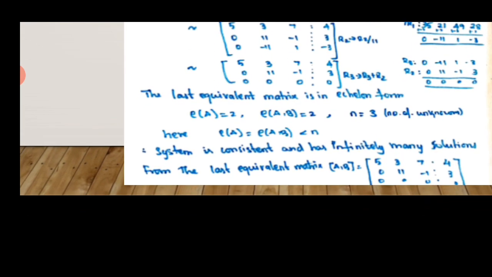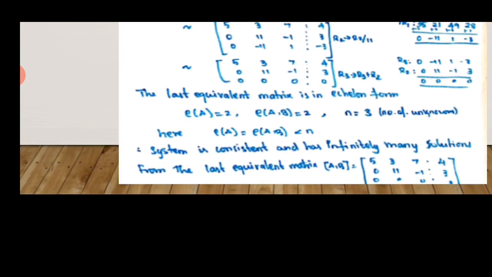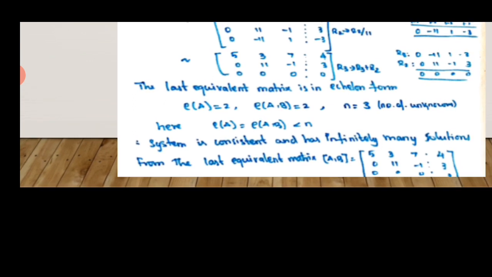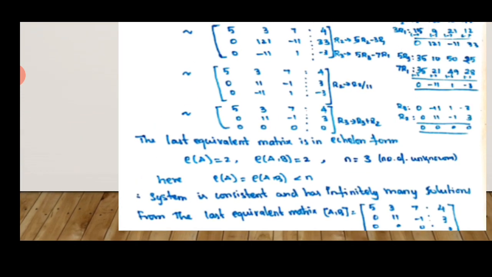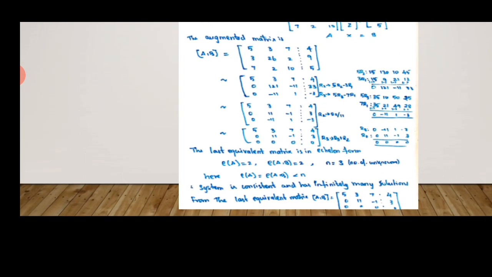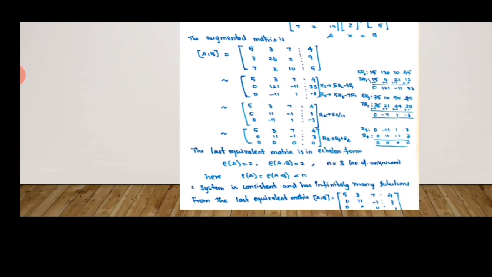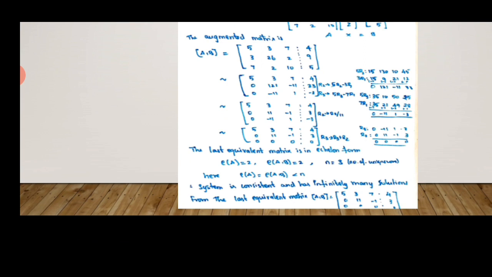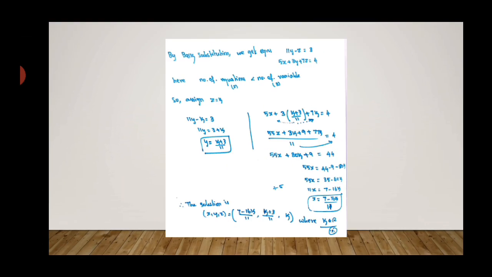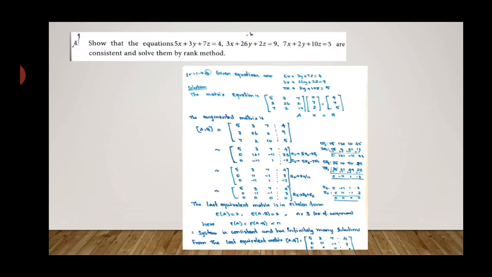So the last equivalent matrix is 5, 3, 7, 4; 0, 11, minus 1, 3; and 0, 0, 0, 0. That is the echelon form matrix I have copied here. You can see the last equivalent matrix, right? And after this, by using the back substitution method, we have to create the equation. You can see the last row is fully 0, so we cannot make any equation. But the second row we have coefficients. What are they? 0, that is no x term. We have coefficient for y 11 and minus 1 is for z. So 11y minus z equal to 3.